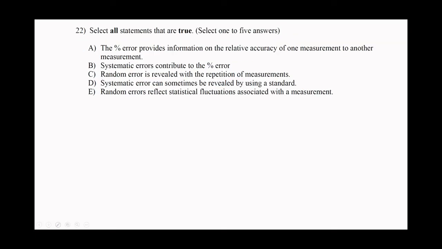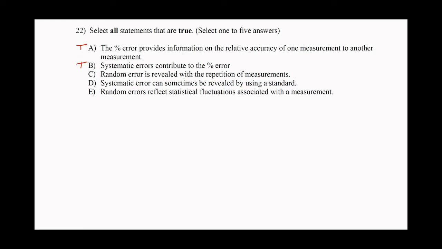Select all statements that are true. The percent error provides information on the relative accuracy of one measurement to another. Absolutely true. Percent error is what allowed us to compare the volumetric pipette to the grad cylinder to the beaker in experiment 1. Systematic errors contribute to the percent error. Yes, percent error reports on the systematic error, right? Random errors do not increase or change percent error at all.